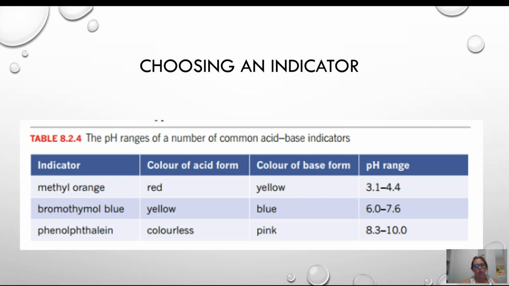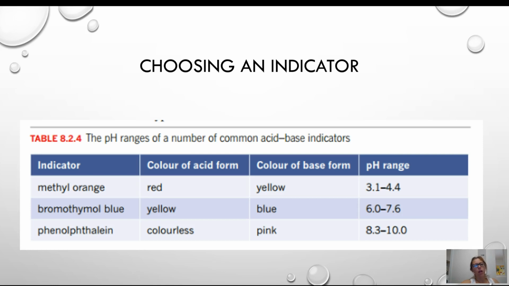So which one you choose is going to be dependent on what type of solution that we've got there. So if you're reacting a strong acid and a strong base, it's probably going to form in and around that neutral pH, and we'll probably choose our bromothymol blue. However, if you've got a strong acid and only a weak base, it's going to stay fairly much in that acidic range, and so our methyl orange will be an appropriate choice there.